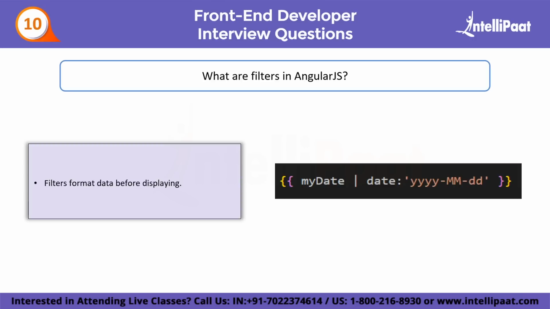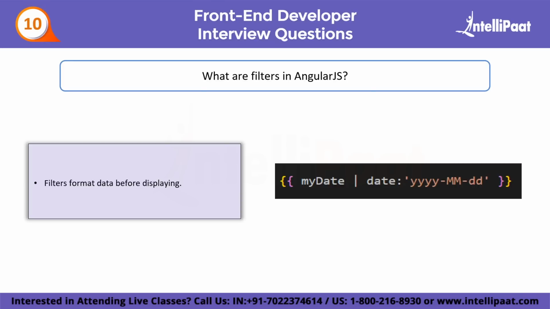Filters are used in AngularJS expressions to format data before displaying it in the view. The basic syntax for using a filter is curly brackets, expression, pipe symbol, filter, colon, argument, then closing curly braces. Where expression is the data to be filtered, filter is the name of the filter function, and argument, which is optional, provides additional information for the filter.